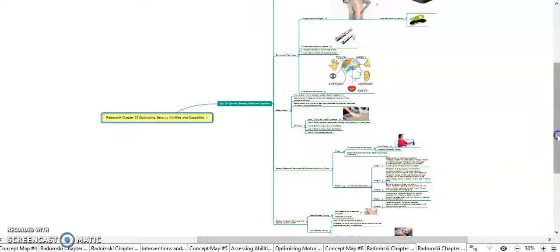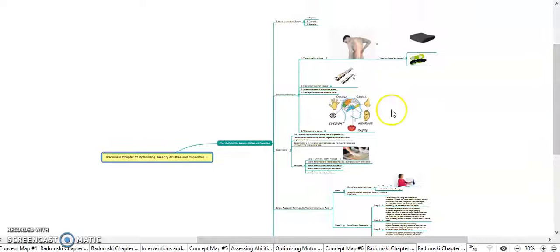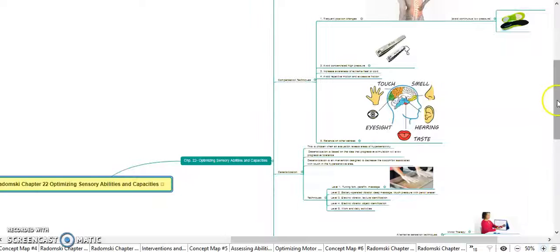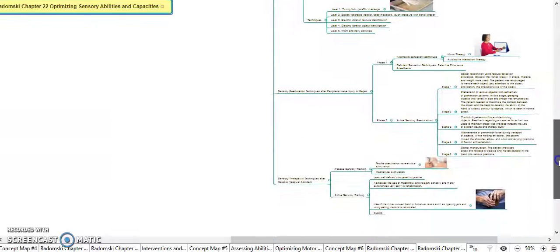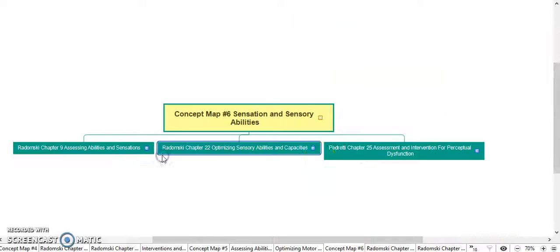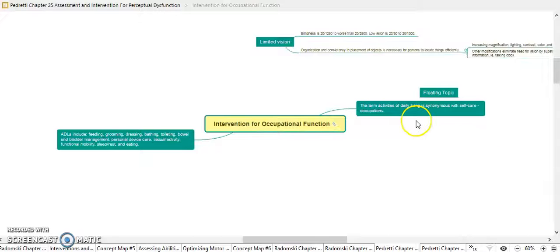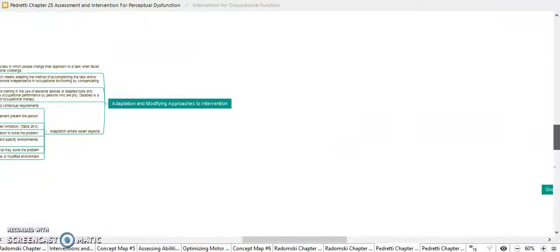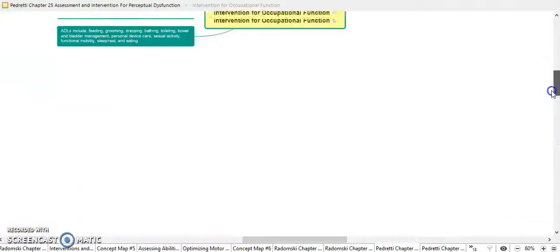Again, there's different diagrams. Over here, there's one of the senses, compensation techniques, exactly how can we help our patients. Assessment and intervention for perceptual dysfunction. So again, all this information will be helpful in guiding intervention.